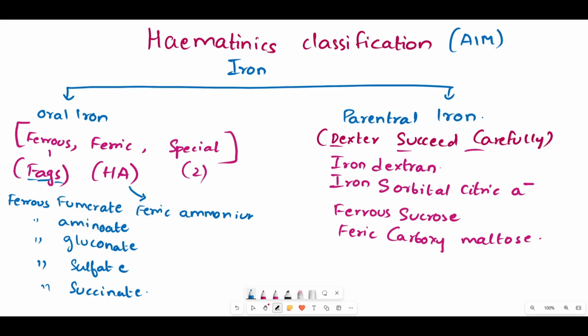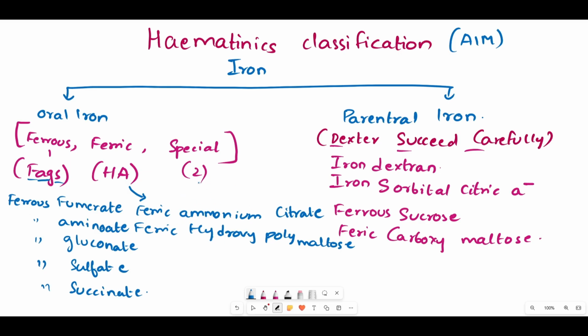So remember it as ferric ammonium, A means it is ferric ammonium citrate. Then H means it is ferric hydroxy polymaltose. Okay, HA. So in the second group is ferric. So two drugs will be starting with ferric. So H means ferric hydroxy polymaltose. A means ferric ammonium citrate.